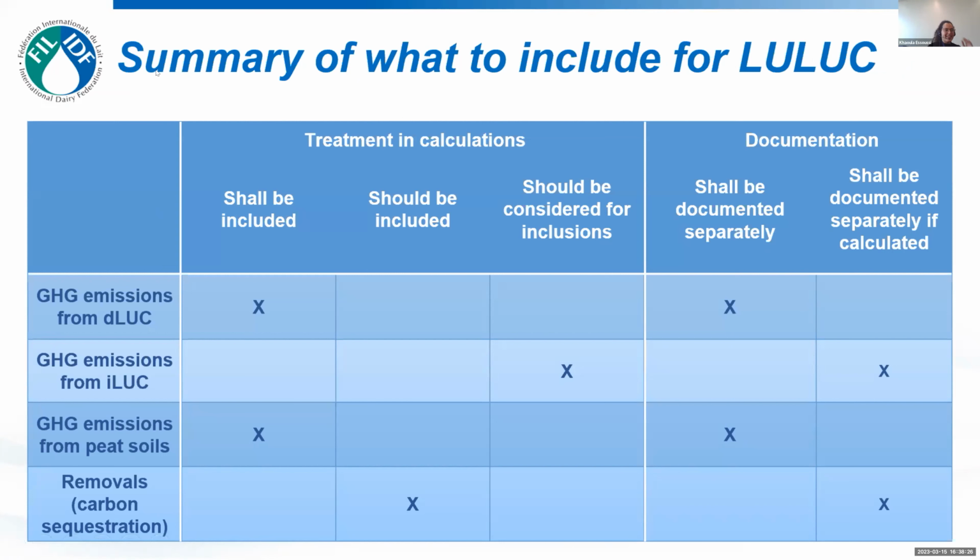Thank you. Yes, so just to summarize, when we talk about direct land use change emissions, as I said before, they shall be included. When we talk about indirect, it should be considered for inclusion. When we talk about emissions from peat soil, it shall be included. And when we talk about removals, it should be included. I mean, IDF recommends including it, but also acknowledges it's more difficult and so on. And when you include either of these, it should also be documented separately for the sake of transparency.